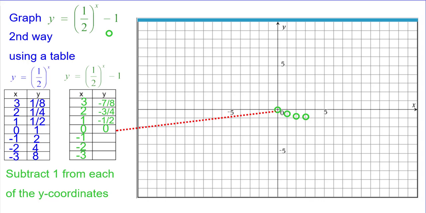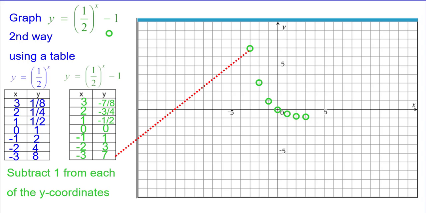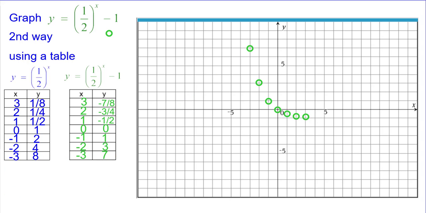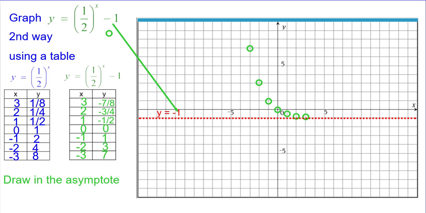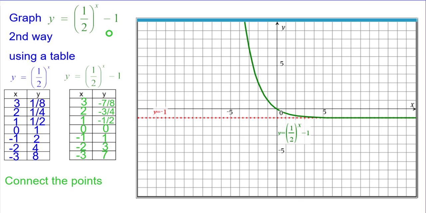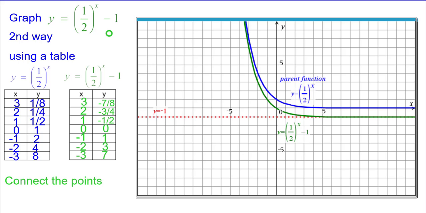2 minus 1 is 1, so -1, 1. 4 minus 1 is 3, so -2, 3. And 8 minus 1 is 7, so -3, 7. We should draw in the asymptote, which will be at y equals -1 because of the equation. And connecting the points, we get this exponential curve. And we can compare this to the parent function y equals 1/2 to the x.